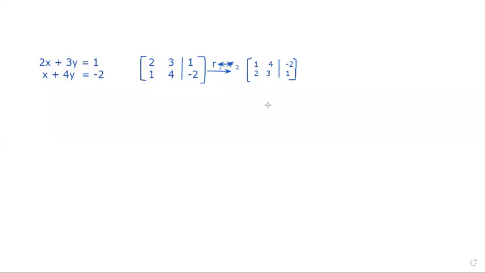Now, the opposite of 2 is -2. So what we would do here is I would say -2 times row 1 plus row 2 to give us a new row 2.